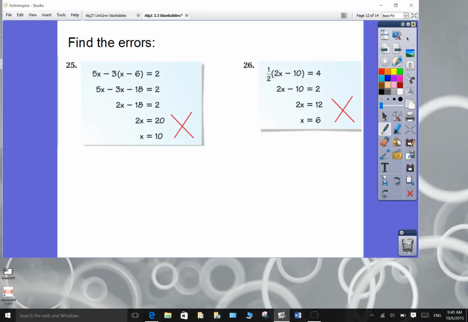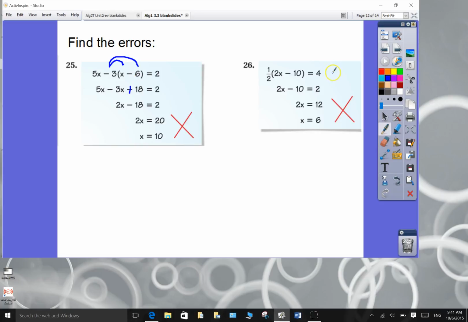Right, spot the errors. And this might be where you pause, see if you can find the errors, and when you think you found the errors, then go ahead and hit play. In this case, the error is when you distribute negative 3, it should have made negative 3 times negative 6 plus 18. Right, that's the error.